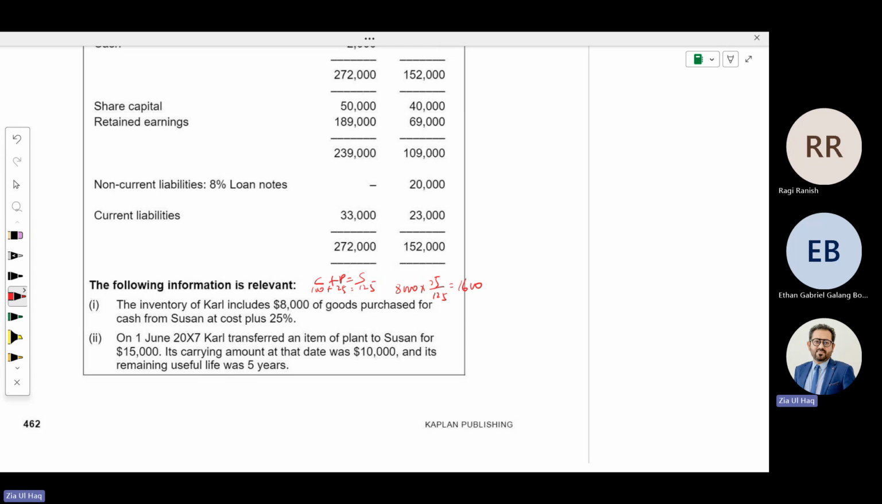On 1st June 2007, Carl transferred an item of plant to Susan for 15,000. For 15,000, the parent transferred a plant to the subsidiary. Its carrying amount at that date was 10,000, and its remaining useful life was 5 years. Good luck, everybody. Can you see what the unrealized profit is? By how much should assets be reduced? By how much extra depreciation should we reduce from subsidiary retained earnings?